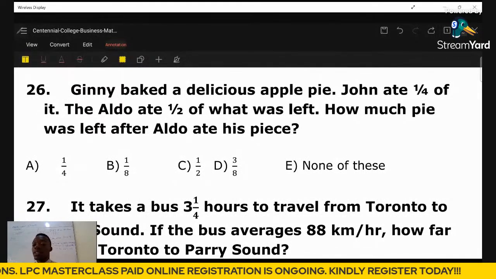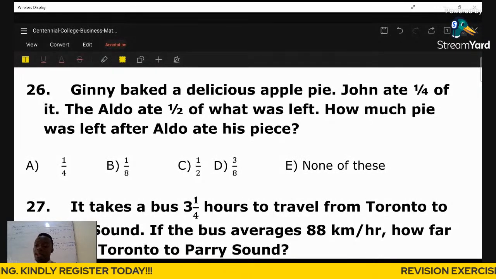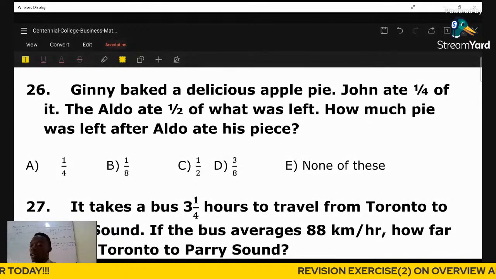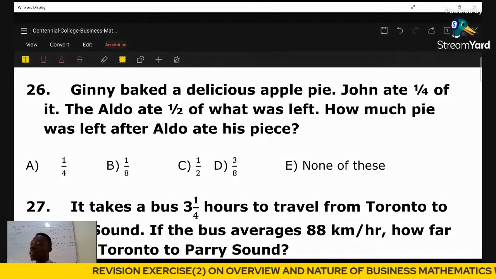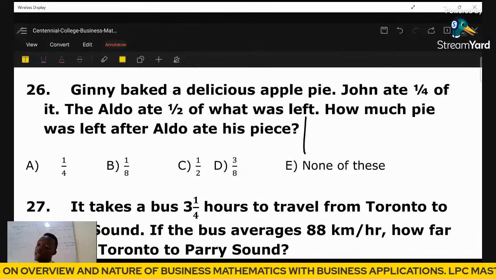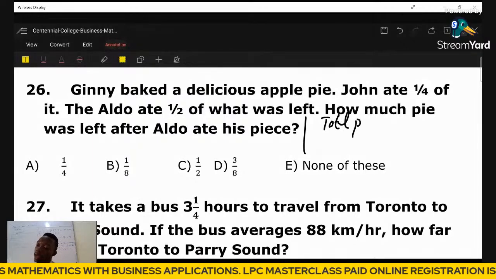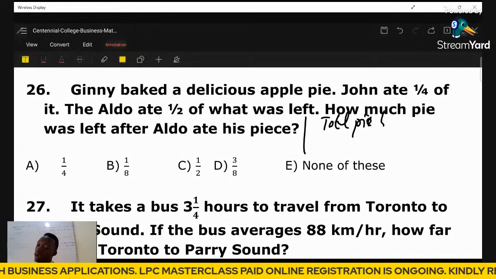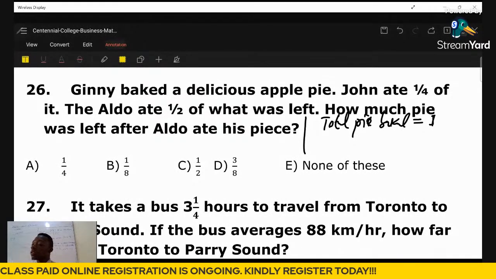Now, 26. Jenna baked a delicious apple pie. So that was a pie that Jenna actually baked. That was a delicious apple pie. It goes on to tell us that John ate 1 over 4 of it. So let's say the total pie in terms of fraction should be equal to 1. And it goes on to tell us that John ate 1 over 4 of it.